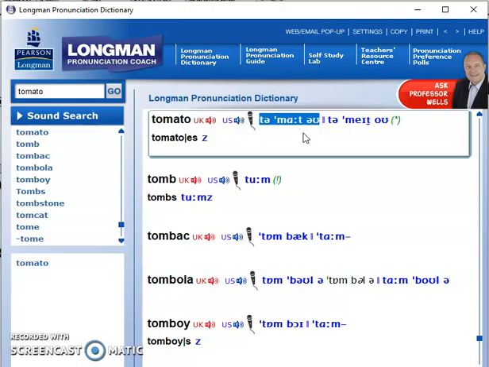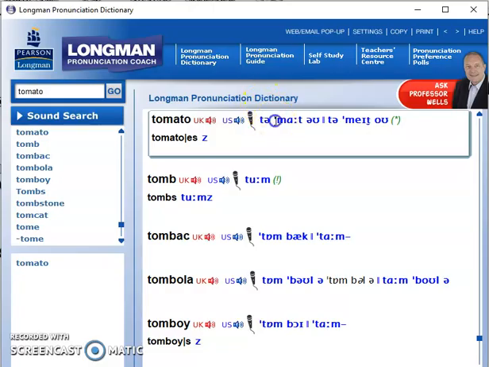All right, something else that we can see is the division into syllables. So this blank space that we see here shows that this word contains three syllables. To, ma, to. Three syllables.